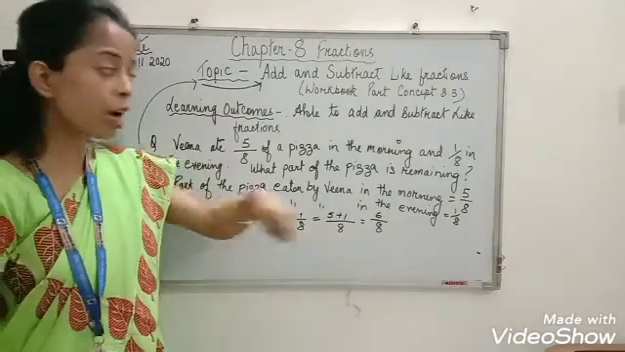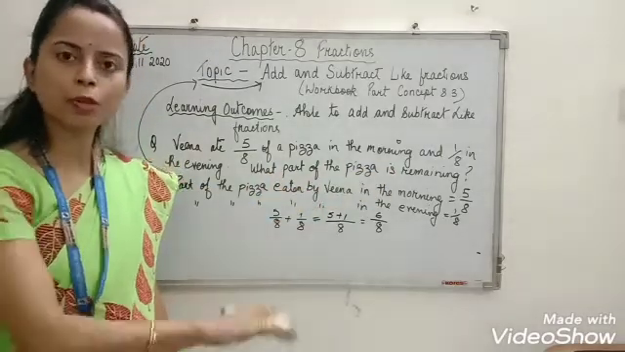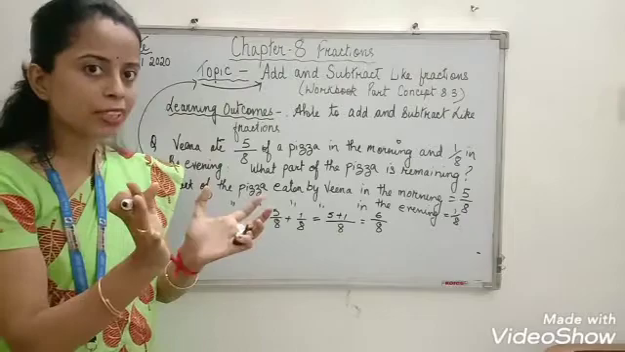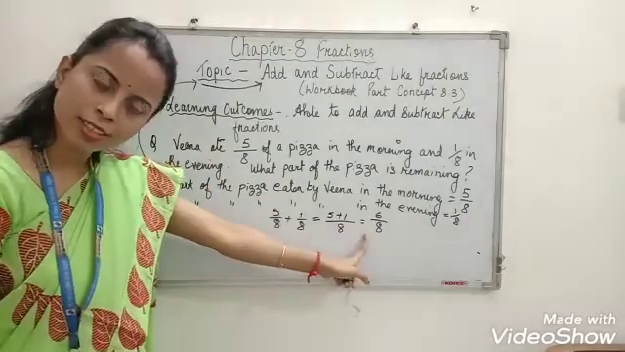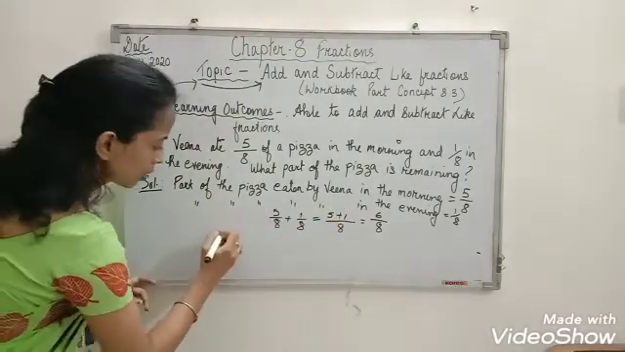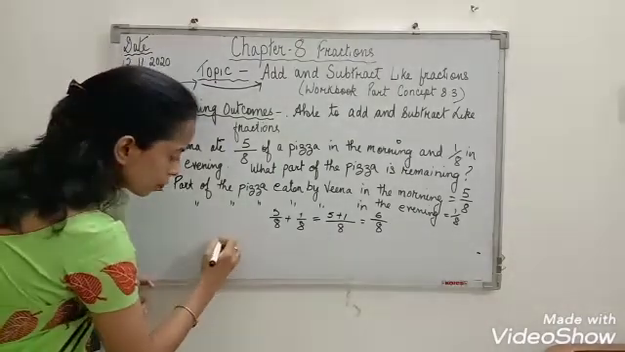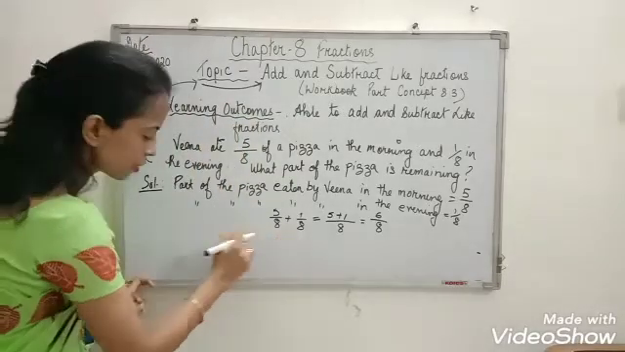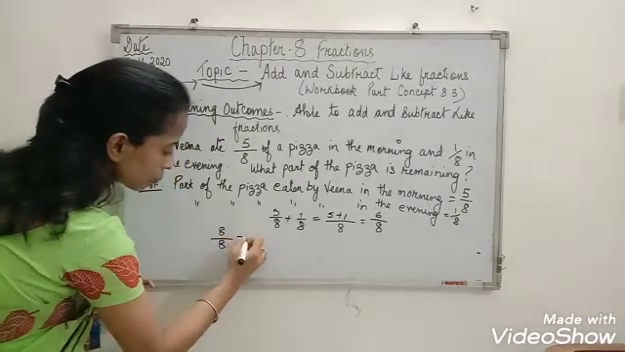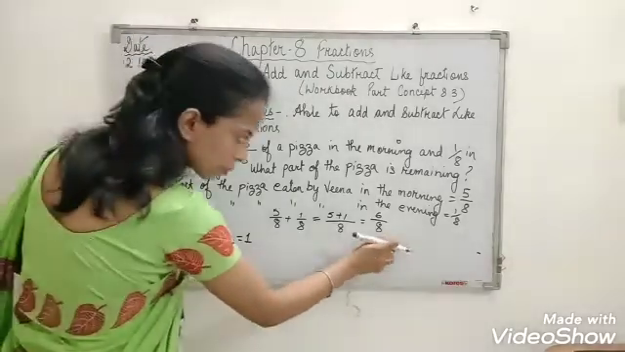Now another part is left to find out. What is that? What part of the pizza is remaining? So how are you going to find out? Children, from a whole pizza, we have to subtract 6/8. Whole pizza means, children, whole is when the numerator and the denominator are the same. Whole pizza is divided into how many parts? 8. Total 8 parts. So 8/8. It means what? It is 1. Whole.